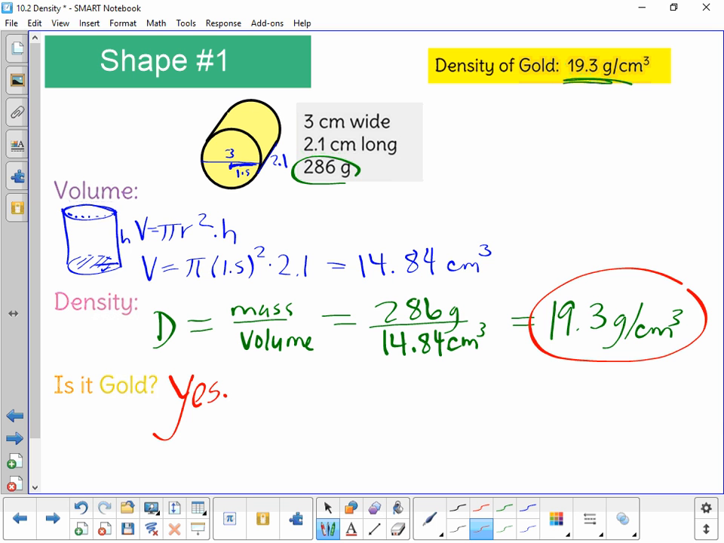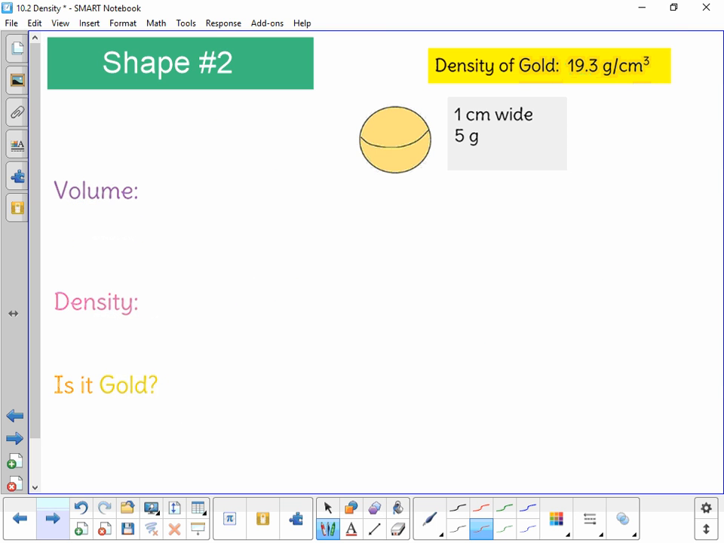Let's try the next shape. Next shape is a sphere. It tells us that the sphere is 1 centimeter wide, so I think that means that the radius of the sphere would be half, or 0.5 centimeters. So to find the volume of a sphere, the formula is 4/3 pi times the radius to the third power. So in this case, that's going to be 4/3 pi times 0.5 to the third power.